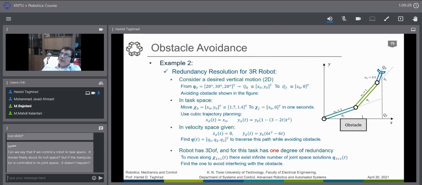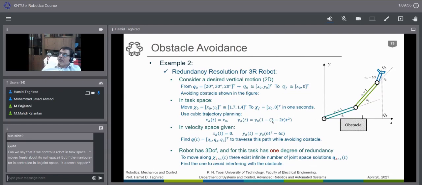I will talk about that later, how to design that. But except for me, X shouldn't be changing in this example. So X desired is equal to X0, the X position, and the Y position should start from Y0, and then end at 0 in 1 second. Let's say we have a 1 second trajectory. We would like to move this in 1 second.